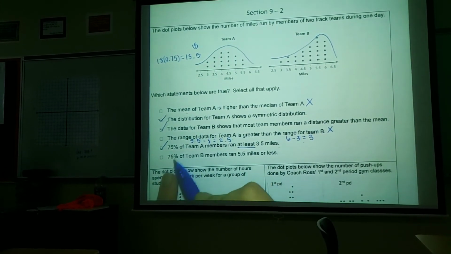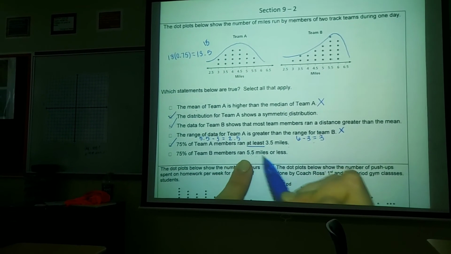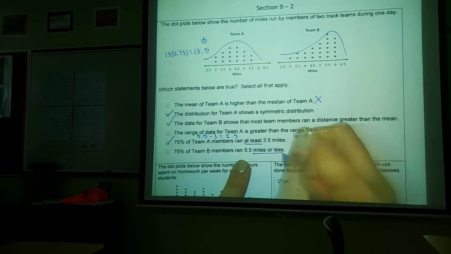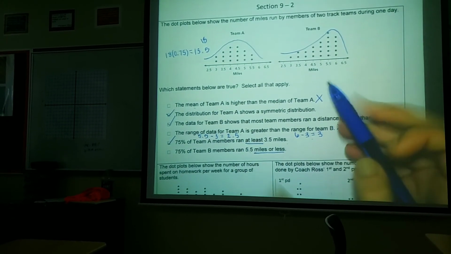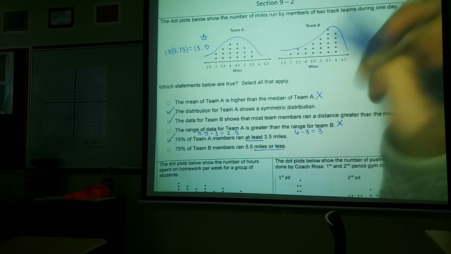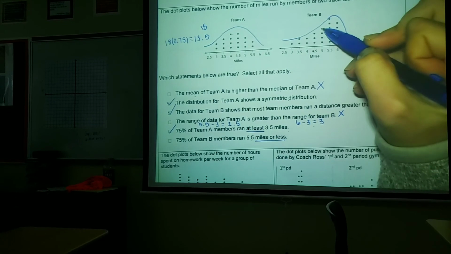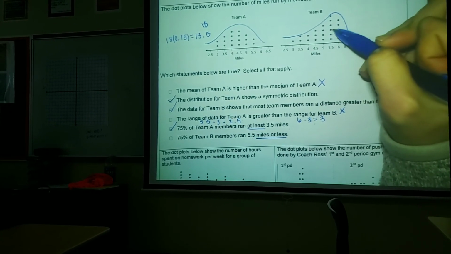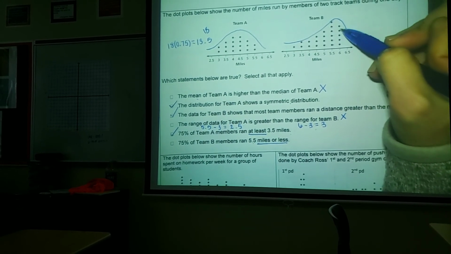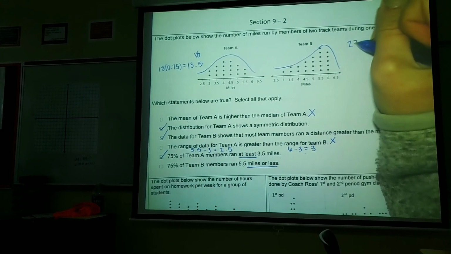The very last answer choice says 75% of Team B members ran 5.5 miles or less. So again, before I can do anything else, I need to find out how many people are on Team B. So I'm going to count the dots. I get 23 dots for this one.